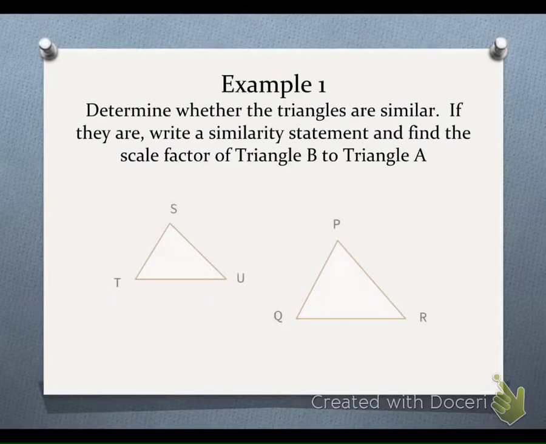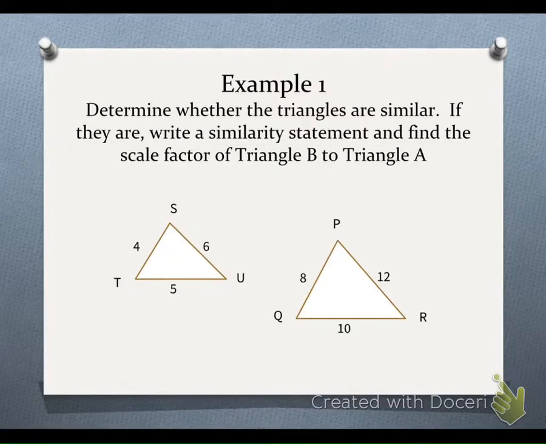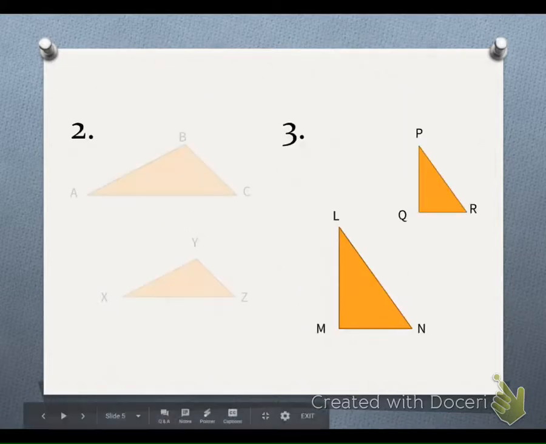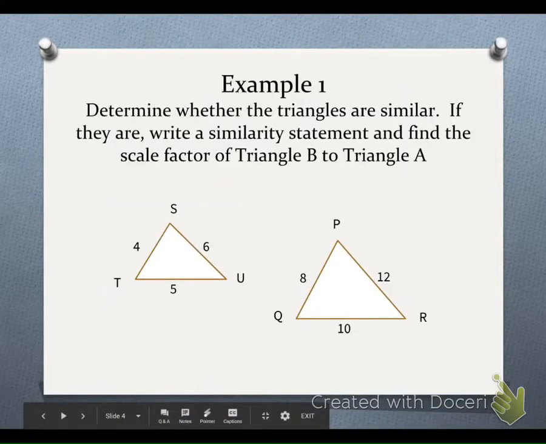Okay, so after that, we're able to use this in our first example. For our first example, you have to know which one is B. So I'm going to call this little one B and this one A. It says, determine whether the triangles are similar. If they are, write the similarity statement and find the scale factor of triangle B to A. So for it to be B to A means that B has to be in the numerator. So we have B, we have A.